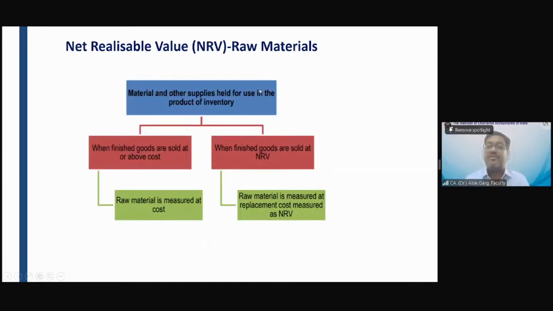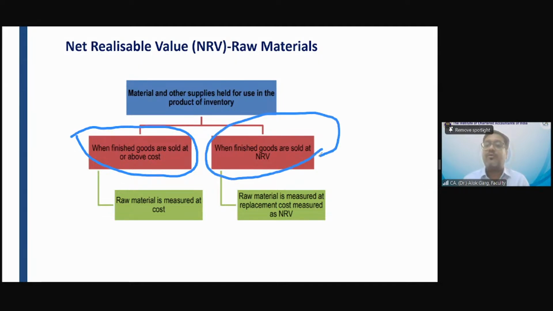Friends, for raw material, you need to check if the finished goods are sold at or above cost. Let's say the cost of the raw material for manufacturing a television is 10,000 rupees. And the television is sold at 10,000 rupees or more, then the raw material is measured at cost. When finished goods are sold at NRV means, for example, the cost of the TV has gone down below cost, which is net realizable value. So in that case, raw material is measured at replacement cost. Okay.